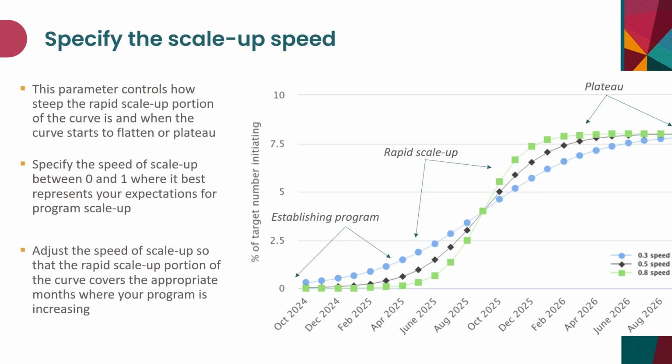In addition to specifying the midpoint, you also need to specify the scale-up speed for an S-shaped curve. The speed controls how steep the rapid scale-up portion of the curve is and when the curve starts to flatten or plateau. For the speed, specify a number between 0 and 1 that visually best represents your expectations for program scale-up. You can adjust the speed of scale-up so that the rapid scale-up portion of the curve best covers the appropriate months when you expect your program will be increasing.